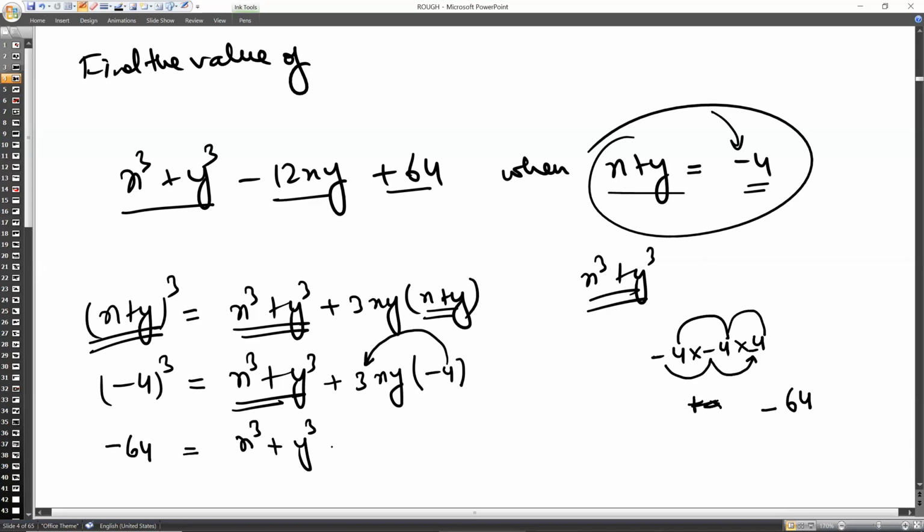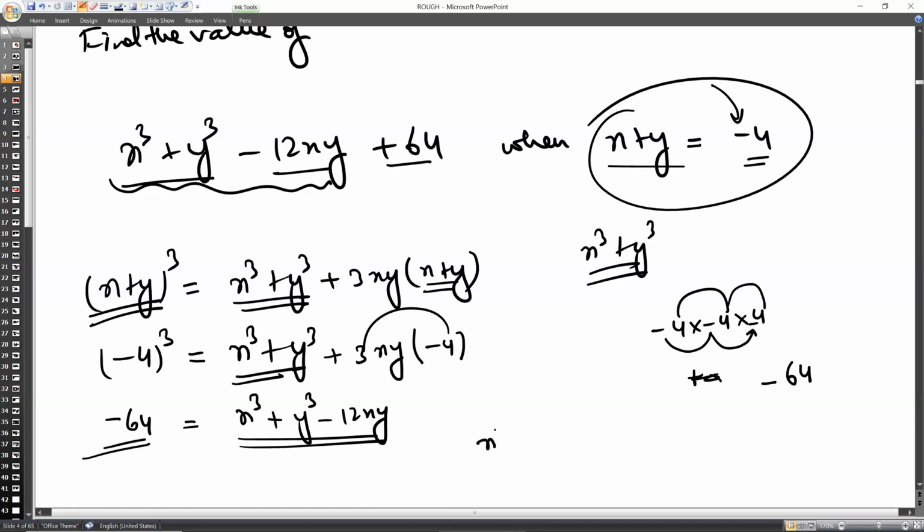Then this 4 is going to multiply with this one, you will get minus 12xy, since 4 threes are 12. Now you can see that this whole value x cube plus y cube minus 12xy is exactly equal to minus 64. So in place of x cube plus y cube minus 12xy plus 64, you have found the value of this part is minus 64, and then plus 64. This will cancel out, and you will get 0.